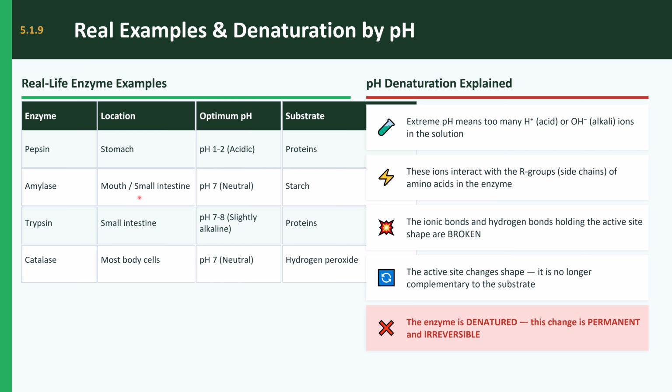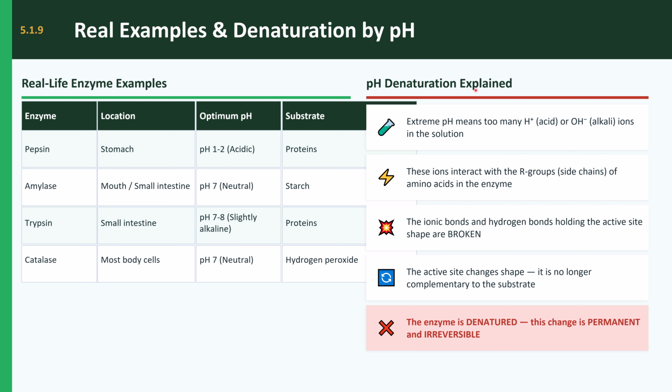Enzyme trypsin, location small intestine, optimum pH 7 to 8, slightly alkaline, and the substrate is protein. Enzyme catalase, location most body cells, optimum pH 7, neutral, and the substrate is hydrogen peroxide.